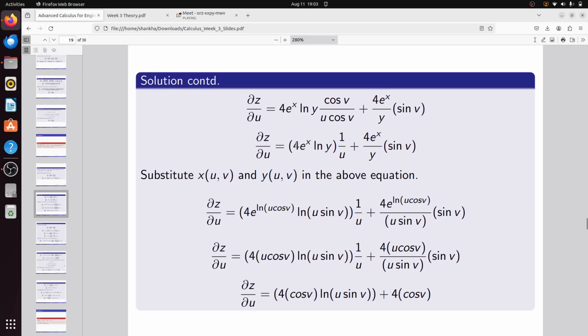Now you have the expression for x and y. You put those expressions. So 4 e to the power ln u cos v, that will be 4 u cos v ln u sin v into 1 by u plus 4 u cos v divided by u sin v. So u will vanish, sin v will vanish. So there will be 4 cos v. So del z del u is equal to 4 cos v ln u sin v plus 4 cos v. Is it correct? Disha, is it correct?